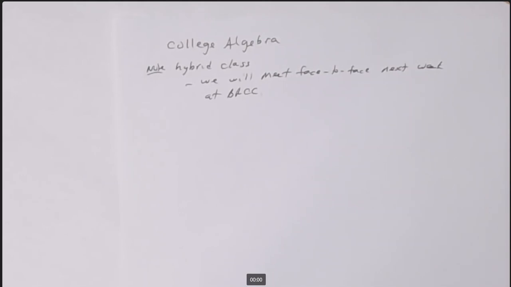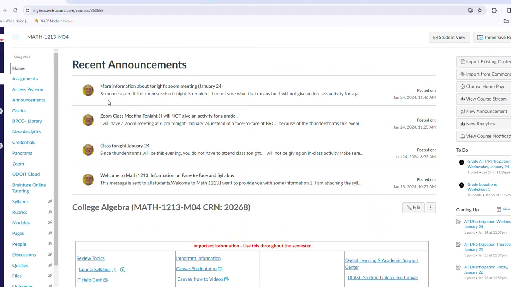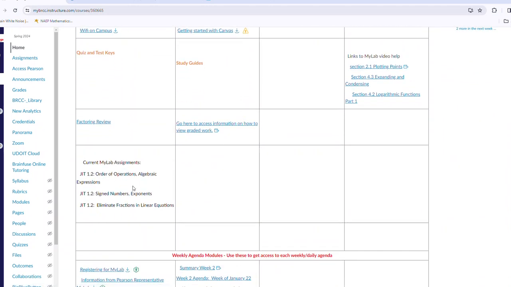All right, and then the other thing I want to remind you of is this. So in the table right here, there are 3 MyLab assignments that are currently assigned, and the JIT are called just in time, so those are prerequisites to, in this case, section 1.2. So I said you can wait until today to start your 2-week free trial if you don't have the money to get MyLab, but make sure you start today.